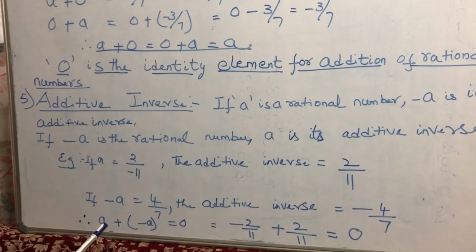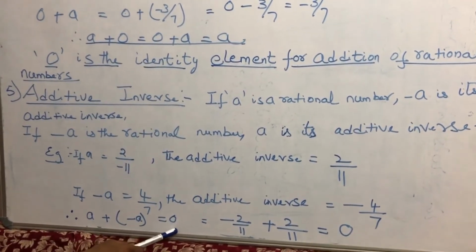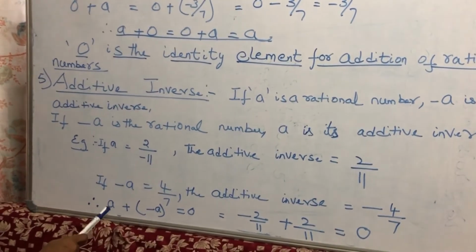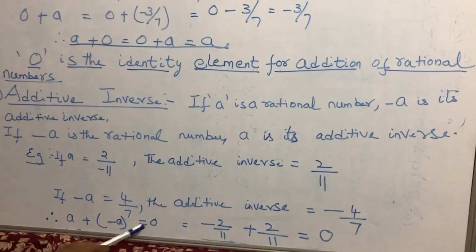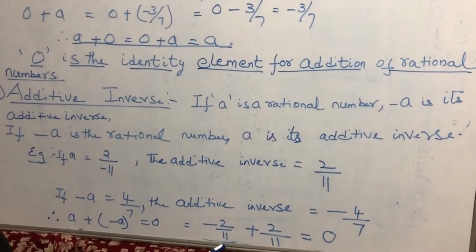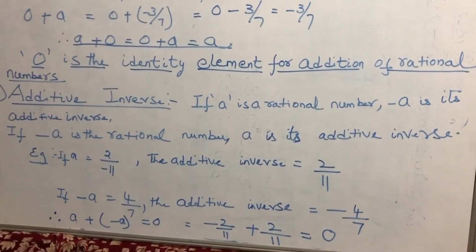The sum of the rational and its additive inverse is always equal to 0. Rational plus additive inverse is equal to 0. Minus 2 by 11 plus 2 by 11 is equal to 0.